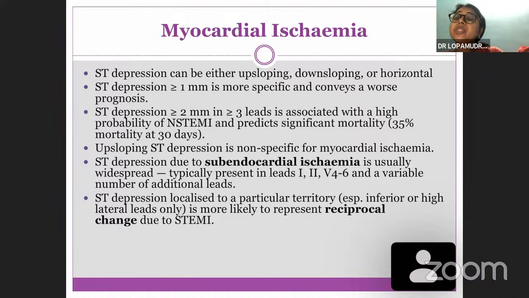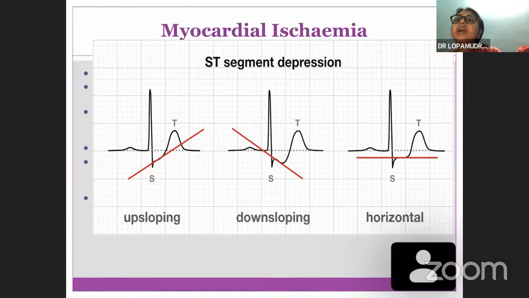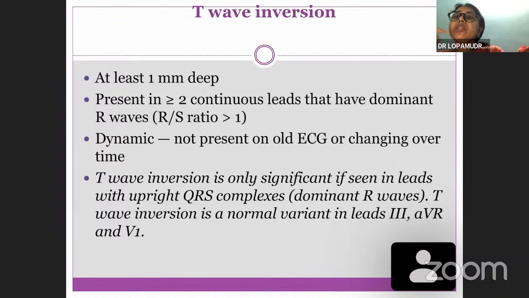Because normally myocardial ischemia is typically present in a variable number of leads. ST depression in myocardial ischemia may be upsloping, downsloping or horizontal. But downsloping and horizontal are more specific, and upsloping ST depression is difficult to say whether it is due to myocardial ischemia or some other cause. It is non-specific. T wave inversion also has to be more than 1 millimeter and has to be present in more than 2 continuous leads.